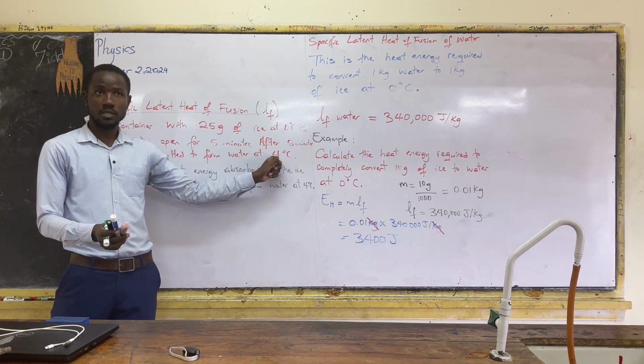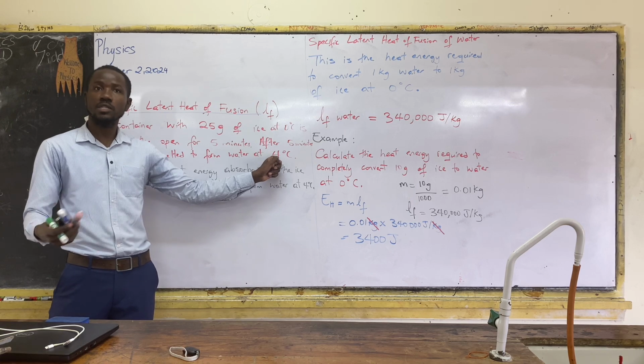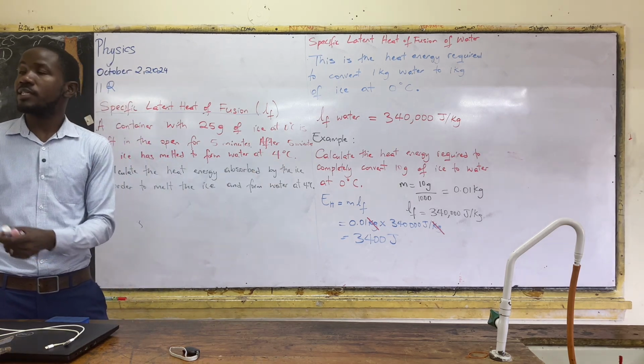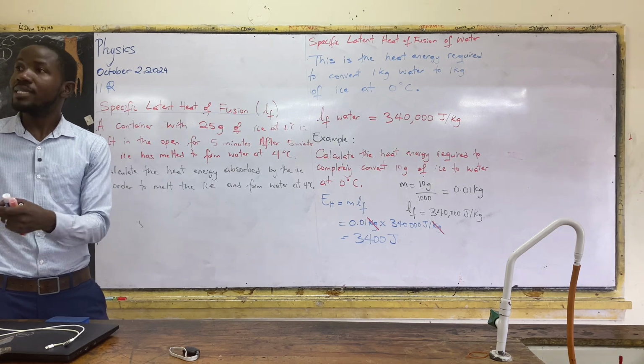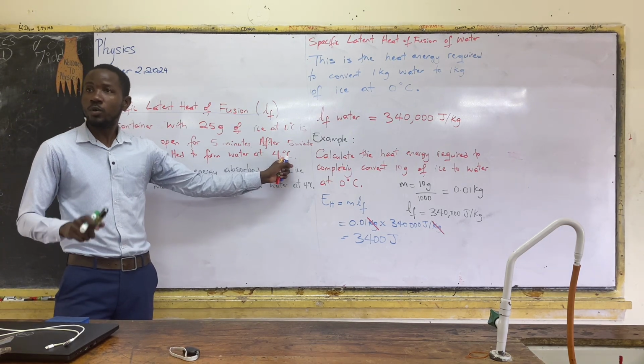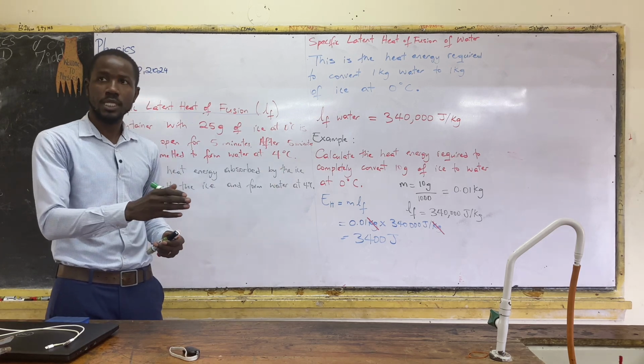Melt, right? To form water at 0 degrees Celsius. Then we're going to take the water at 0 degrees Celsius and it's going to further absorb heat energy to form water at 4 degrees Celsius. So what we see now is that we have 2 steps taking place.